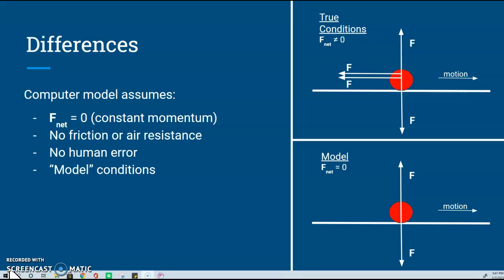I've displayed this with free body diagrams to the right. The true conditions show that there's an unbalanced force in the x direction due to the frictional force and air resistance force. While the ball still travels to the right, it is slowing down due to these forces as the net force is non-zero. In the computer model at the bottom, all forces are balanced and cancel each other out. This results in a net force of 0 and a constant momentum in the direction of motion.